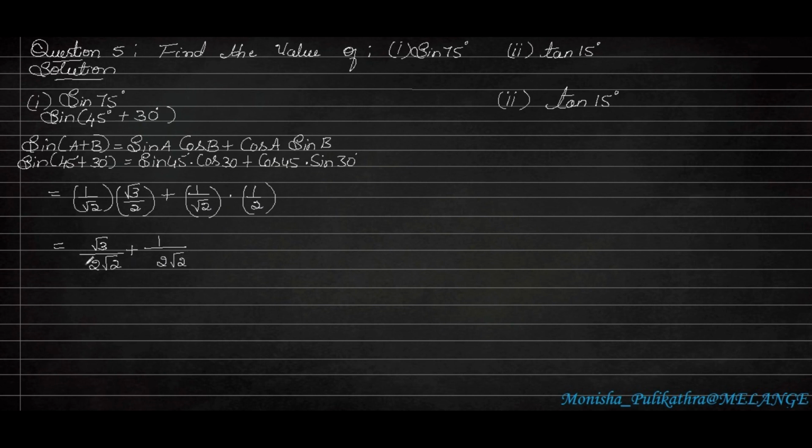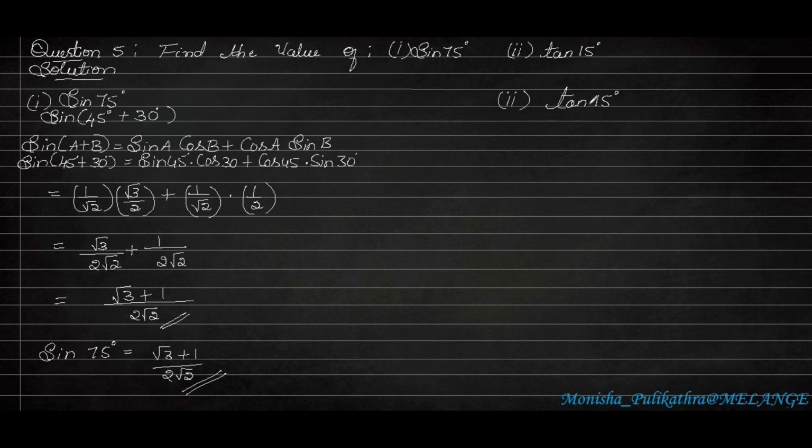Since the denominator of both the fractions is 2 root 2, we can take the LCM. In this, the denominator will be 2 root 2 itself. If the denominator and LCM are the same, then the numerator will remain as it is: root 3 plus 1. So this is the value for sine 75. Sine 75 is equal to root 3 plus 1 divided by 2 root 2. I hope you understood how to calculate the values for it.